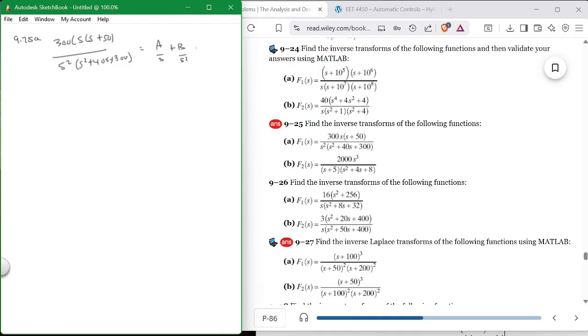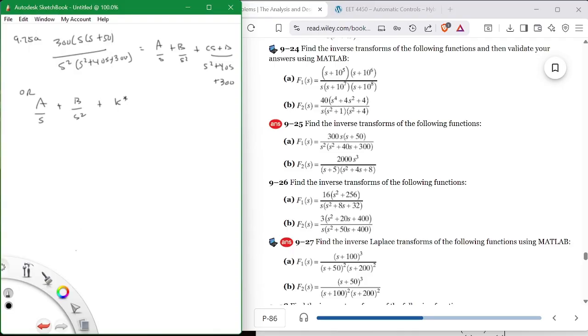Now, here you have a choice. You can say plus cs plus d over s squared plus 40s plus 300. Or you can say a over s plus b over s squared plus, this is called a complex conjugate. The first one is called k and the second one is called k star. You don't put the little star beside the first one, you put the star beside the second one.